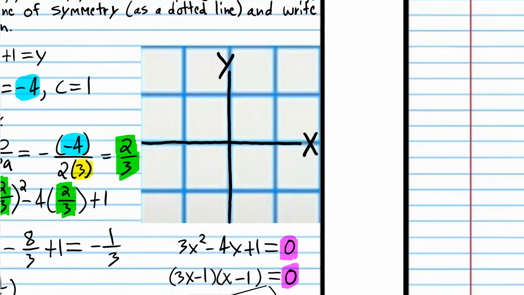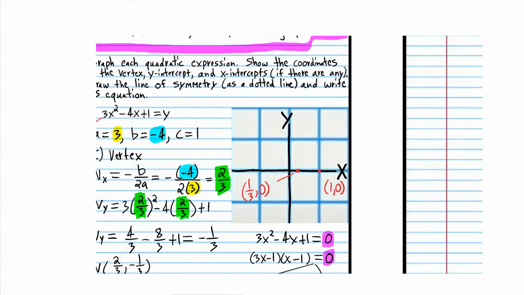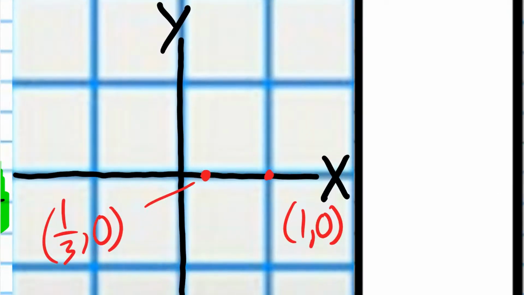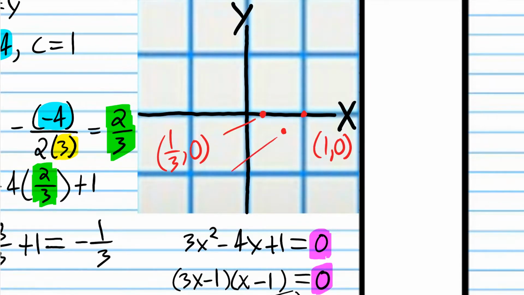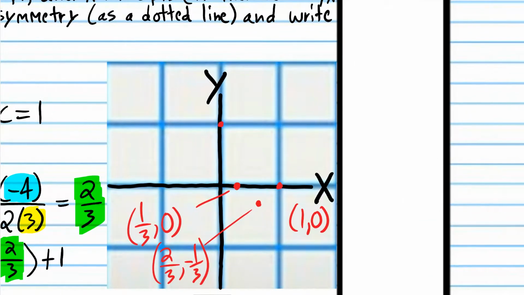Okay, so now we have our x-intercepts. Let's go ahead and plot those. So (1/3, 0) and (1, 0). And our vertex is (2/3, -1/3). So (2/3, -1/3) is about there. And our y-intercept is (0, 1).